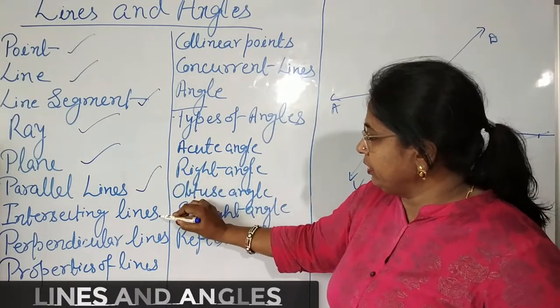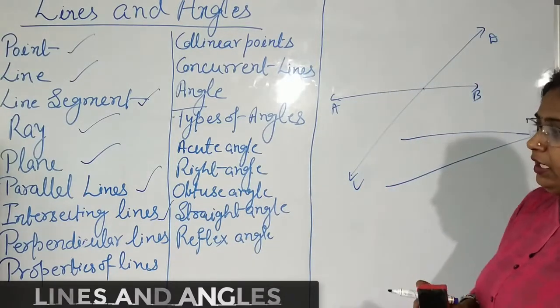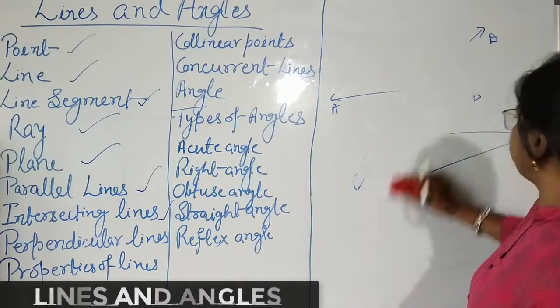पैरेलल लाइंस ओवर. नाउ इंटरसेक्टिंग लाइंस ऑल्सो ओवर. आई होप you all understand.